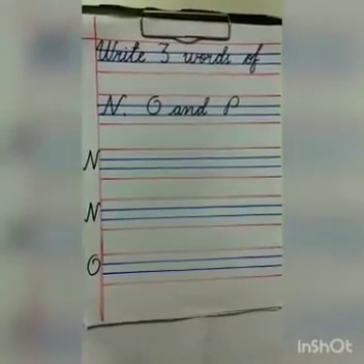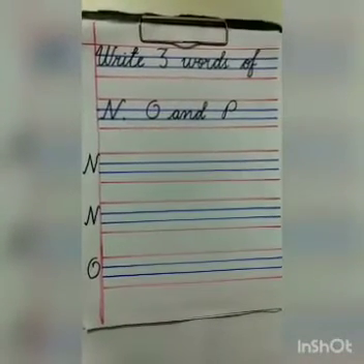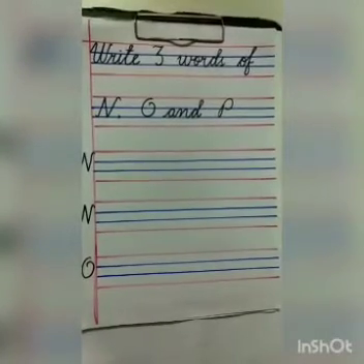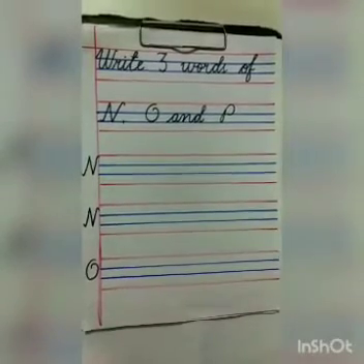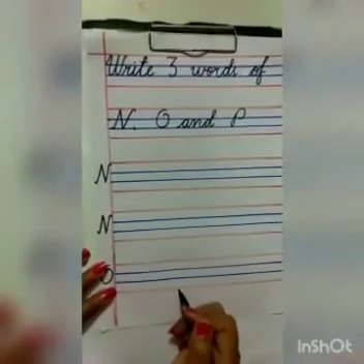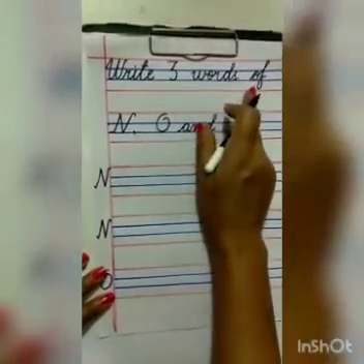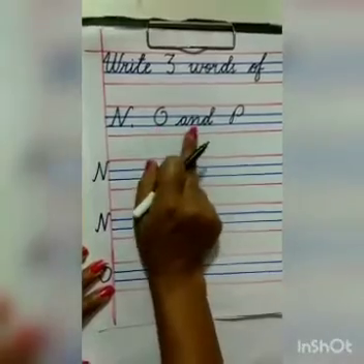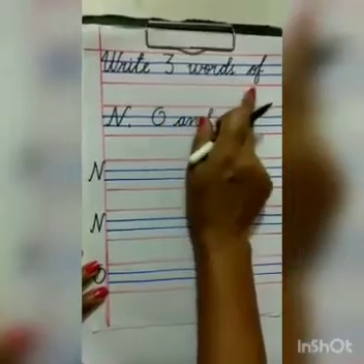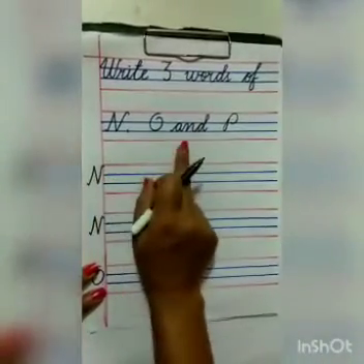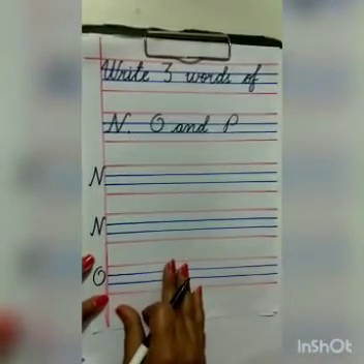So children, today we will step on our second unit test syllabus, and today we are going to learn three words of N, O and P. So children, today's topic is write three words of N, O and P. What is the topic, children? Write three words of N, O and P. Okay, children? So now, let's start writing.